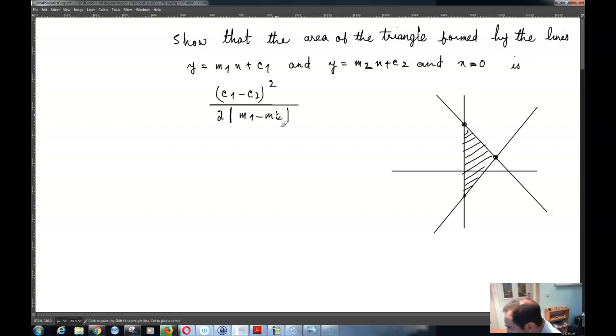which you could basically use in many different types of situations, of course. Now, what I need to do here in order to find the area, let's suppose that this line over here is y is equal to m2x plus c2, and let's suppose that this line is y is equal to m1x plus c1, and of course this is the line x is equal to 0 or the y-axis.